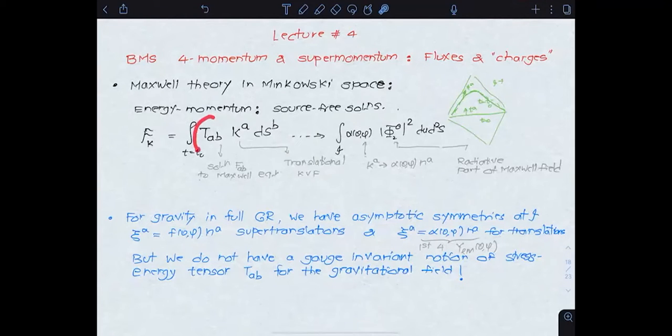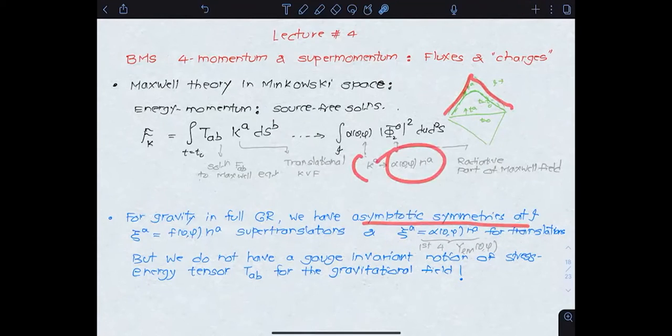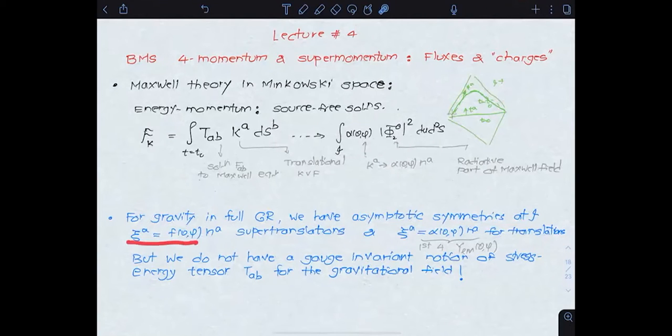So we needed two things. I mean, given a solution, we needed a stress energy tensor, and we also need a symmetry. Now, in full general relativity, we do not have Killing vectors, but as we saw, we do have asymptotic symmetries at scri. These symmetries exist at scri up here. For example, if f equal to f of theta and phi times n^a, where f is arbitrary, that's a supertranslation. And if it is the first four YLMs, the spherical harmonics, then it is a translation. But we do not have a gauge invariant notion of stress energy tensor for the gravitational field.